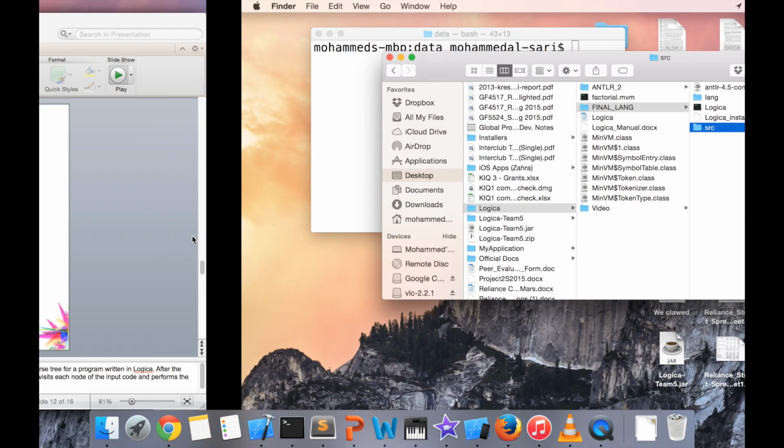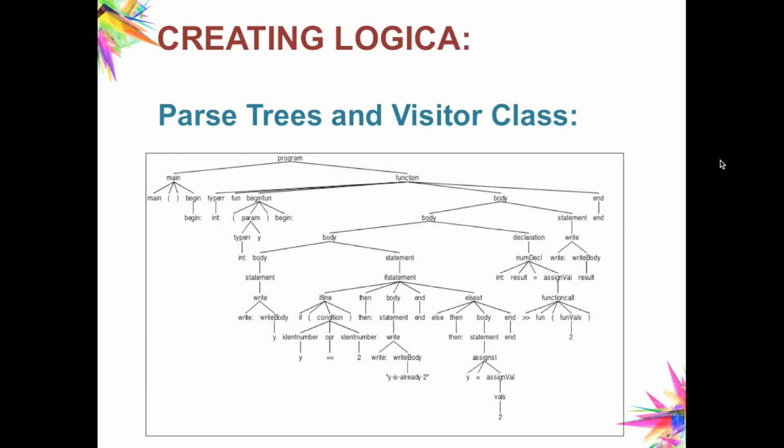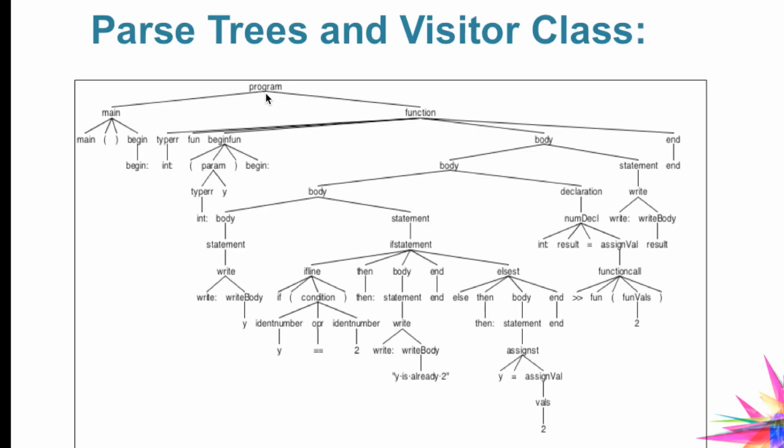So the parse tree for this simple program code is this kind of tree. As you can see, each word or each token in the previous sample code was given an identifier. It started with a program, it had a main function, and it had another function that I called fun. And here are the parameters of the function. All of this part is the body, and here is the end statement of the function. So for each sample program we give to Logica, a parse tree similar to this one will be created.